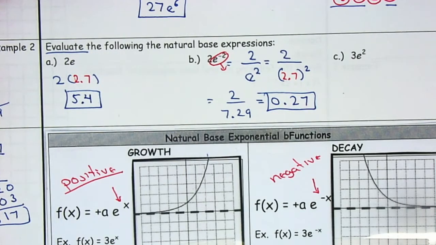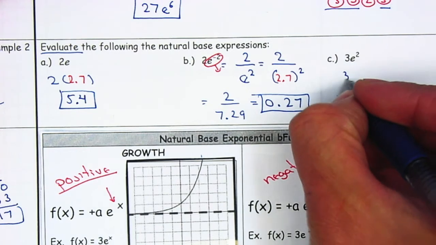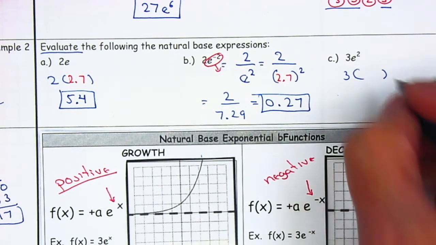And the last one, let's evaluate. So it gives me 3. Instead, the e will be 2.7.